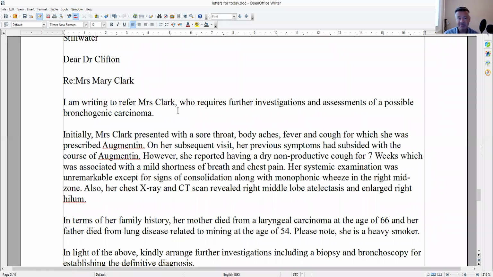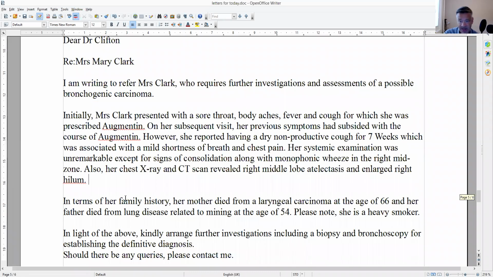despite her symptoms having eased, she reported having a dry, non-productive cough for 7 weeks, which was associated with a mild shortness of breath and chest pain. A systemic examination was remarkable for signs of consolidation on the right chest.